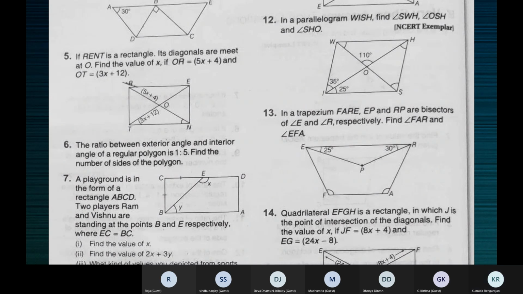Found the angles? Got it, children? Why no response? Am I not audible? Ma'am, working, ma'am. Okay. SWH, this one.